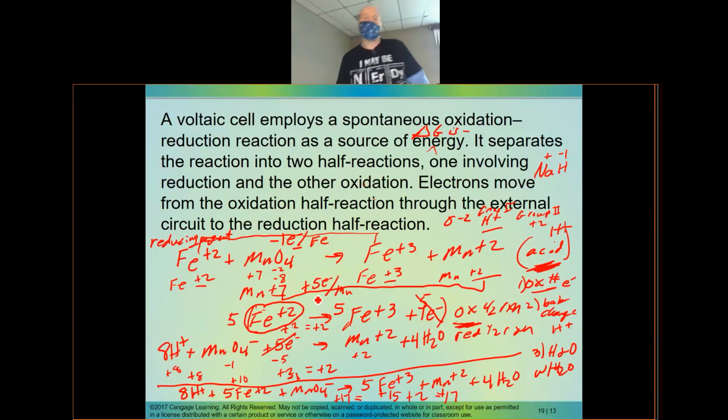Why is it called the reducing agent? Because if we had MnO4 minus and we wanted it to be reduced to Mn plus 2, we just add iron plus 2, a reducing agent. MnO4 minus is the oxidizing agent. It is the reactant of the reduction half reaction. And so this is your oxidizing agent.